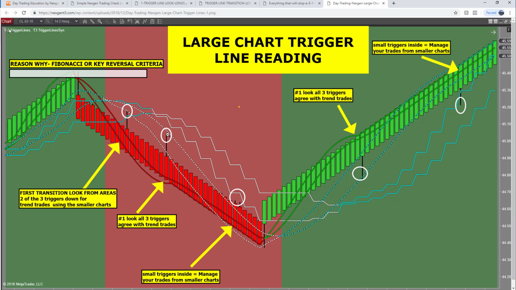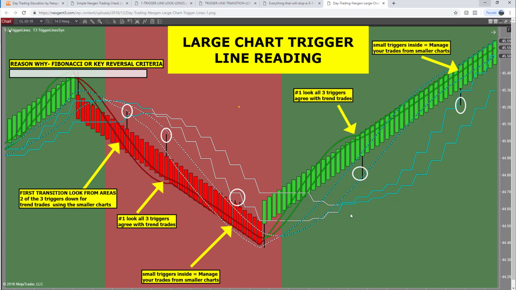And then the third look is what we call a weakening look, but the small triggers are all down, but the small triggers are physically inside of the other triggers. And this is the type of look that could cause change. And then you can see the same thing in reverse. Strong triggers up, all three of them up. That's our number one look. And then strong, they're inside. We're still going to do longs, but we're going to pay attention for reversals.